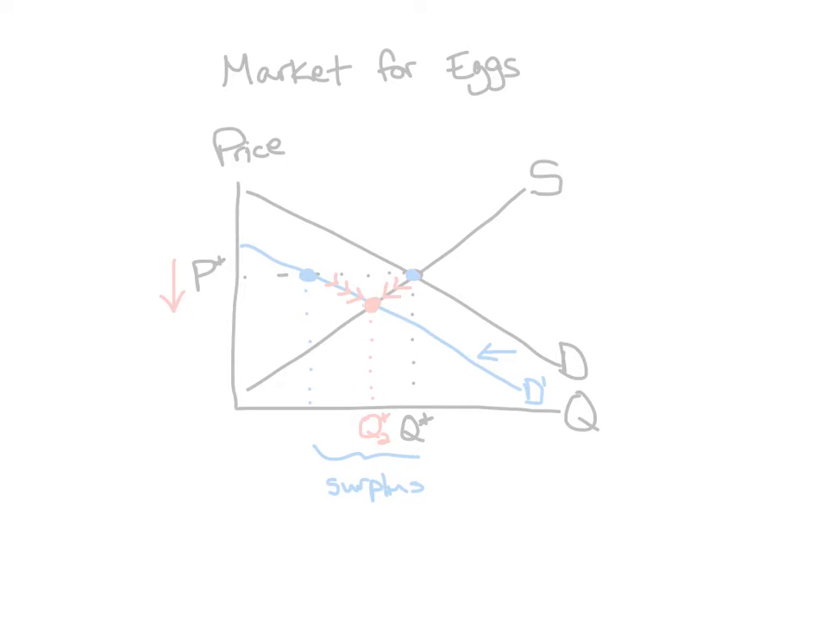So we see in the end, after all the adjustments have been made, that we have a lower price of eggs. Eggs are cheaper, but also fewer eggs are being bought and sold. So we see that here. We see the lower price, P star 2 versus P star, and we see the lower quantity being bought and sold, Q star 2 versus Q star.